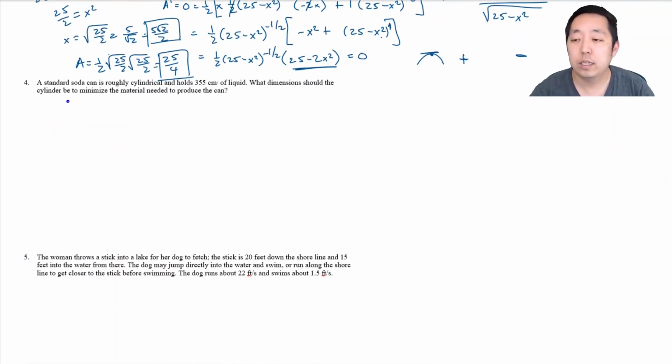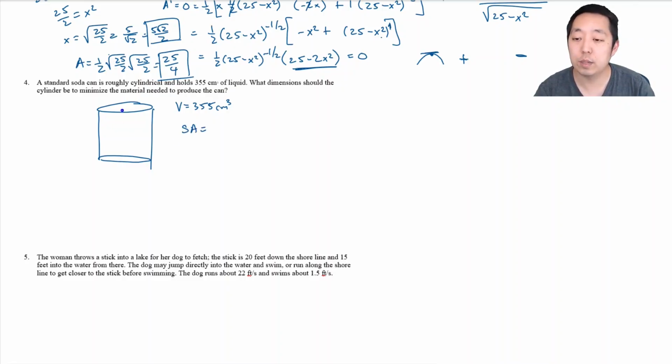Number 4. A standard soda can is roughly cylindrical and holds 355 cubic centimeters of liquid. What dimensions should the cylinder be to minimize the material needed to produce the can? Oh, okay. So the volume is 355 cubic centimeters. The material needed is the surface area.